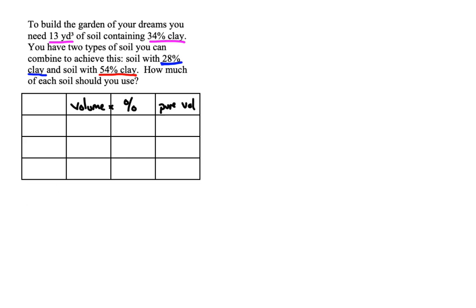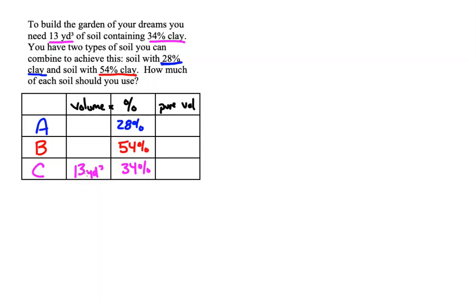So for example, let's start with the first type of soil I can buy, which is 28% clay. There's a second type of soil I can buy, which I'm going to call B, which is 54% clay. And then what I actually want, I'm going to call C. I want 13 cubic yards of it, that's 34% clay. So I'm just setting this up here.